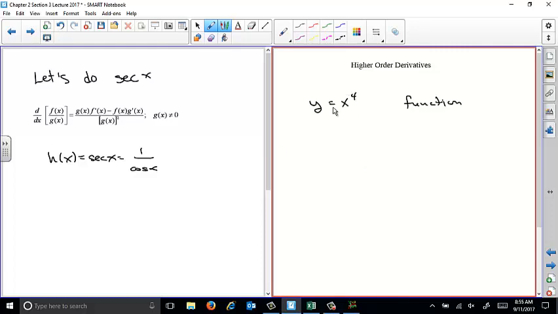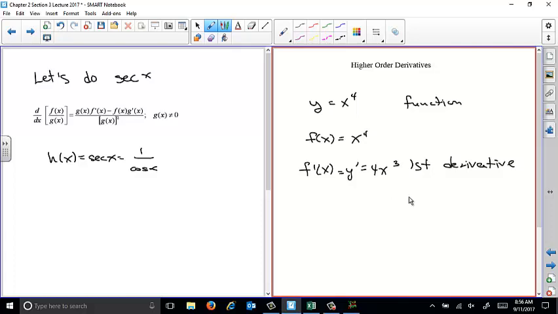So if my function, let's say y equals x to the fourth, or f of x equals x to the fourth, we'd say our first derivative is what we've been doing, and that's what we're mostly going to be dealing with in this class. But in physics, the second derivative is the acceleration. The first derivative is the velocity of the displacement function. So the first derivative is f prime of x, or y prime, which is going to be 4x cubed. So we just use the power.